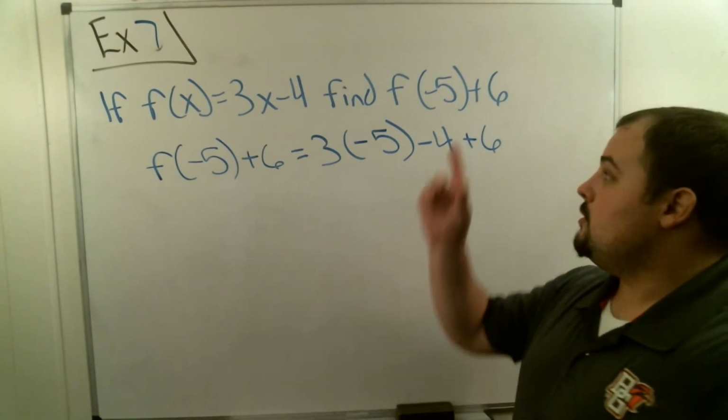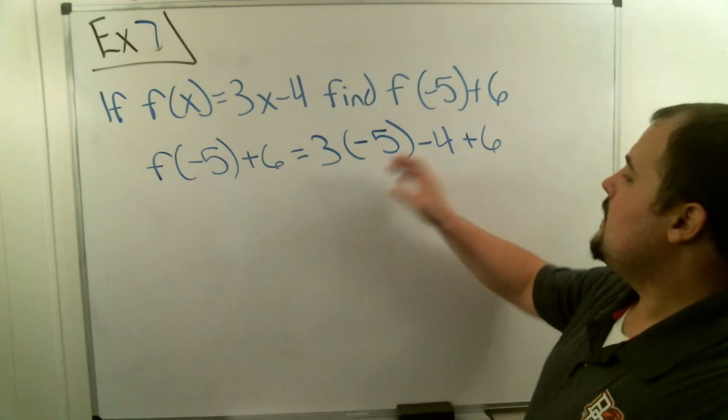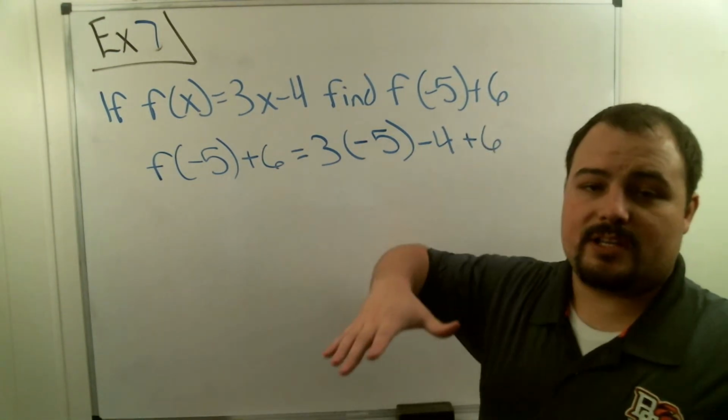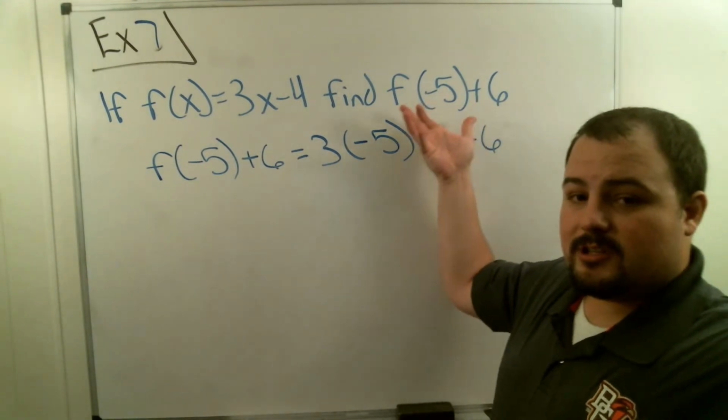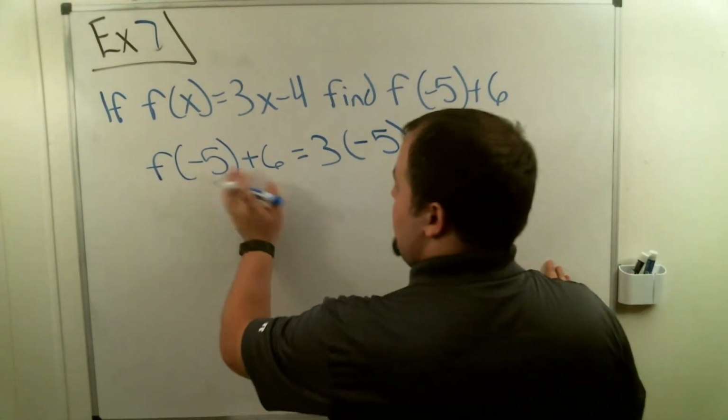So all we did was replace what's inside parentheses with the letter x, or the variable x, and then we added 6 at the end because 6 is on the outside, so it's not going to replace our variable. Only what's inside parentheses replaces the variable in the problem. So f of -5 is 6.